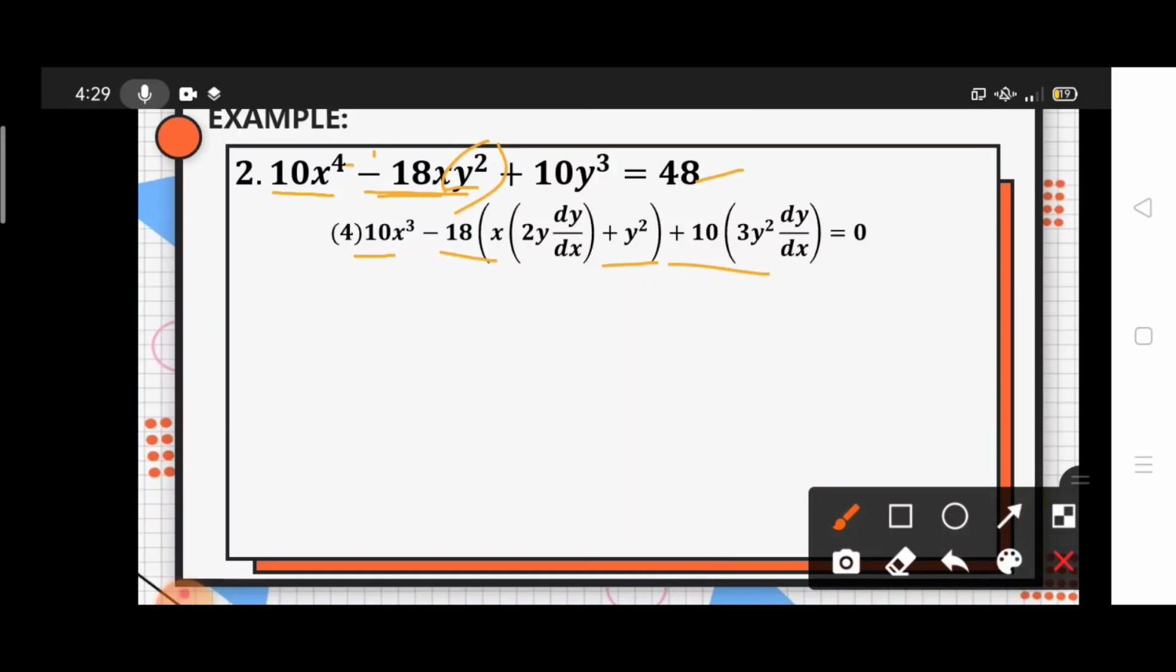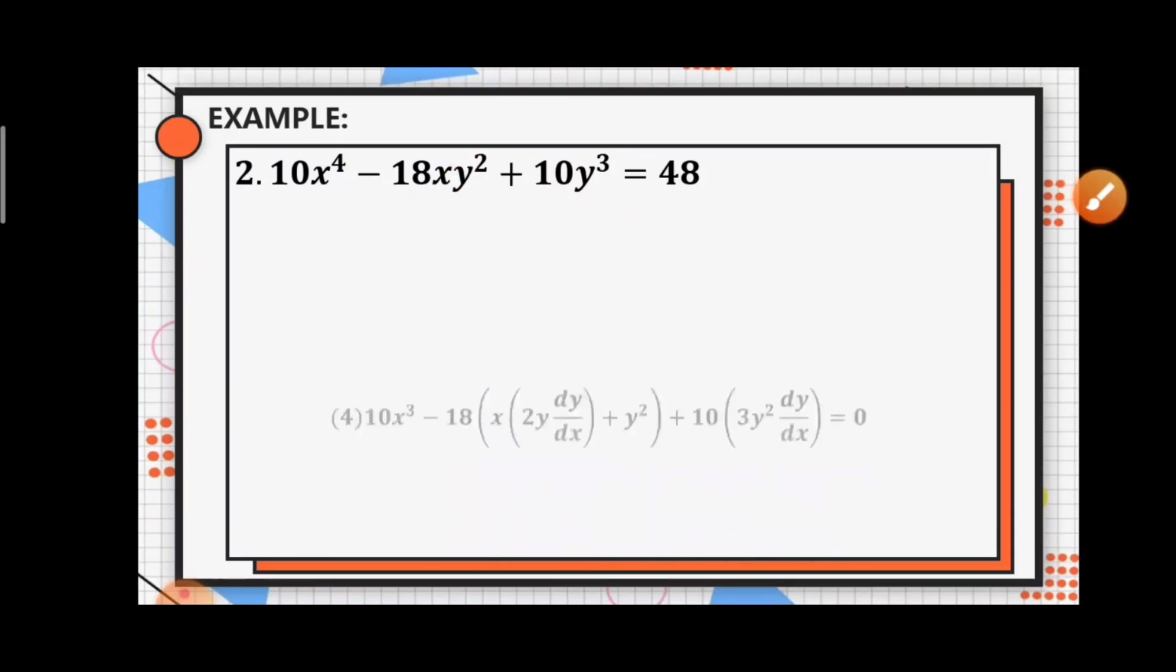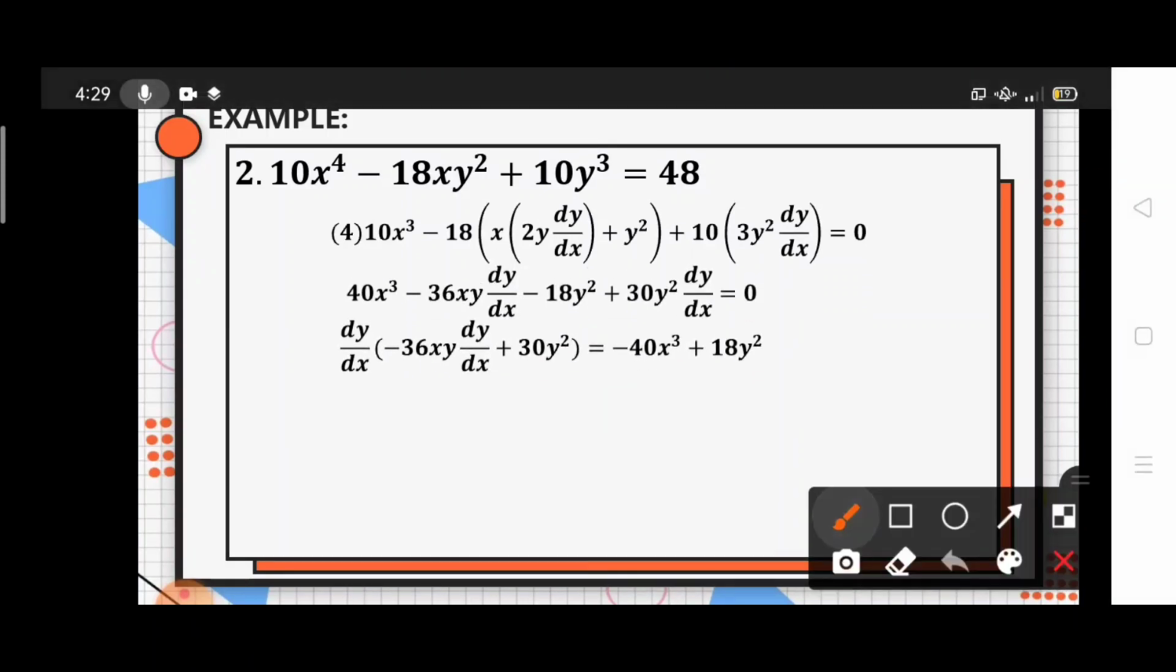So let us simplify this equation. We get 4 times 10x cubed, which is equal to 40x cubed, and 18 times x times 2y dy over dx is equal to 36xy dy over dx, and negative 18 times y squared we get negative 18y squared, plus 10 times 3y squared dy over dx, which is equal to 30y squared dy over dx.